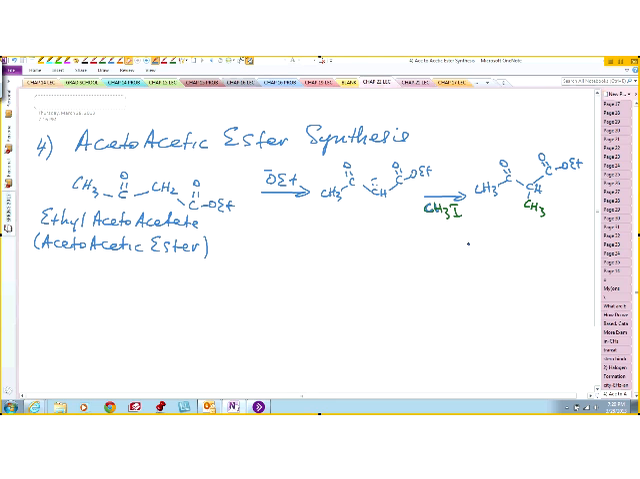Okay, so we now form an alkylate. We've alkylated acetoacetic ester. So if you want, we could do dialkylation, if that is what we want to do. But let us stay with the monoalkylation at this point. So now what we want to do is hydrolyze the ester to the carboxylic acid.